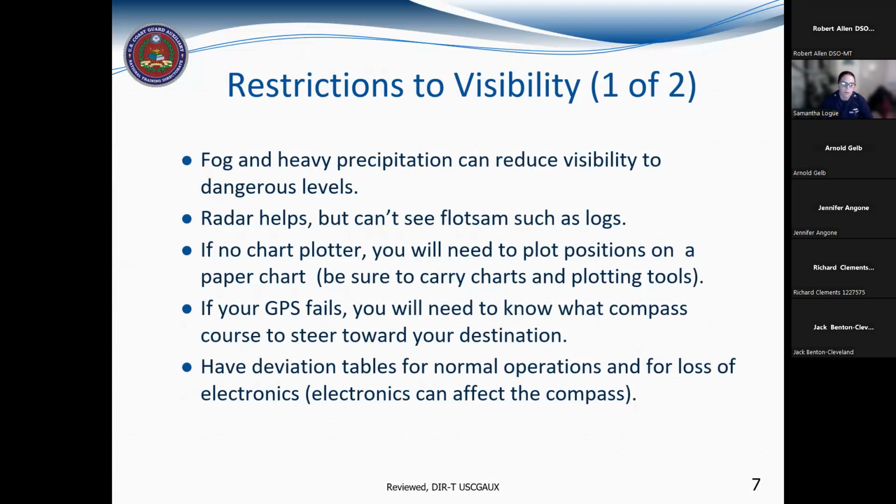So you're going to want to know how to utilize your tools. Just because the boat has a compass doesn't help you if you don't know how to use it. So that's something else to practice and have drills with your crew, making sure everyone knows how to use the items on the vessel.